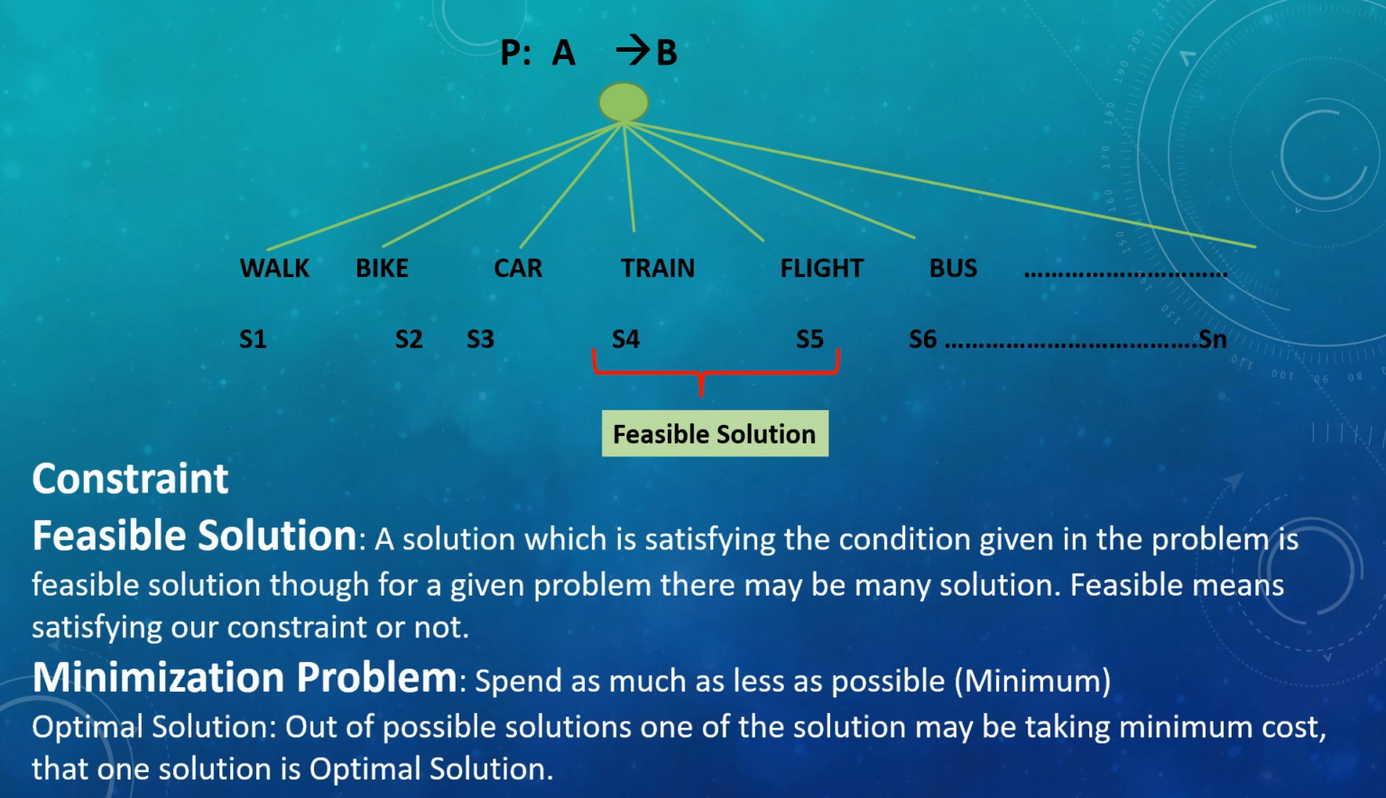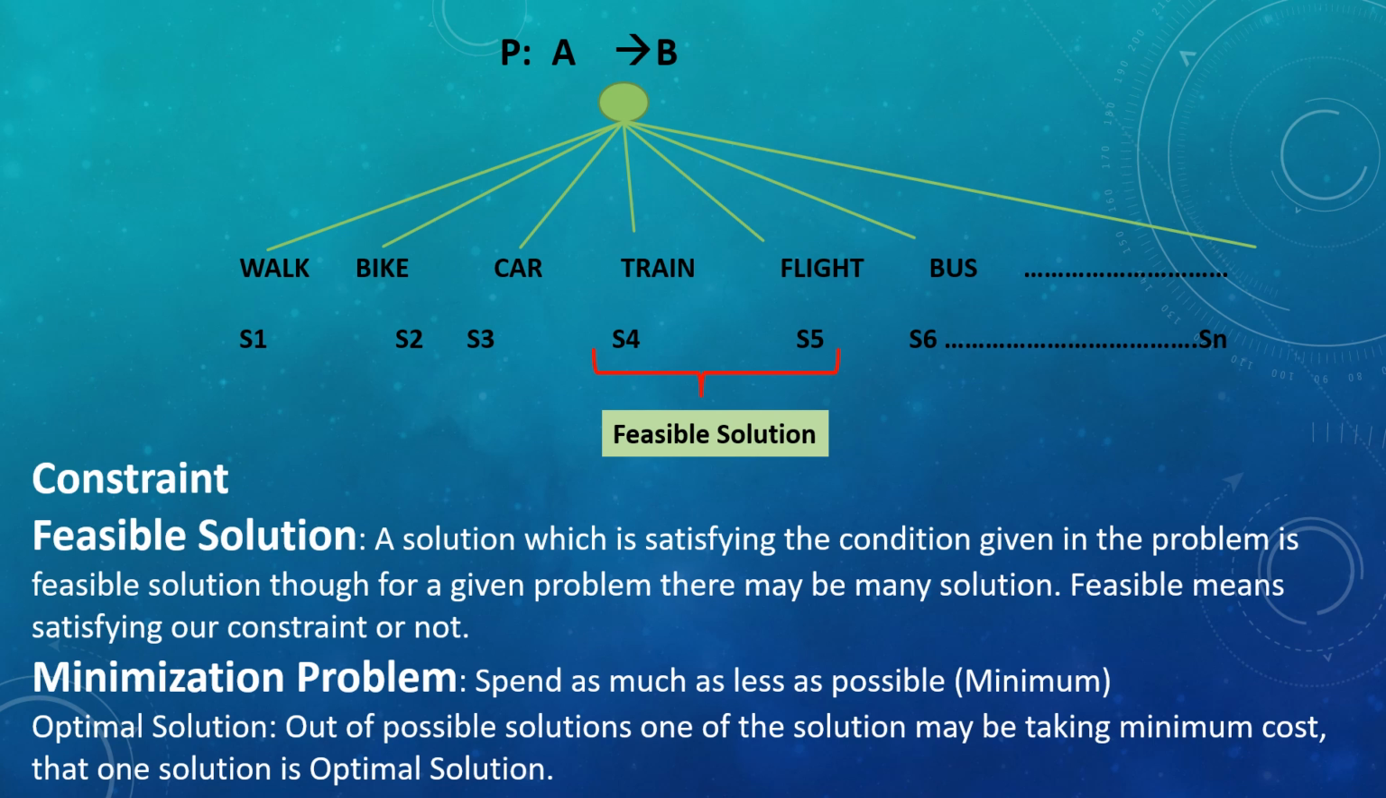So feasible solution for a problem, there are many solutions, but these solutions which are satisfying the conditions given in the problem, these type of solutions become feasible solutions. So feasible solution is a solution which is satisfying the conditions given in the problem. So feasible means satisfying our constraint or not. So if there are n number of solutions, तो feasible solution जो मेरी constraints को satisfy करता है वो feasible solutions हो जाएंगे.